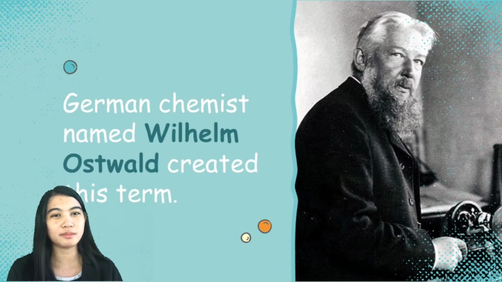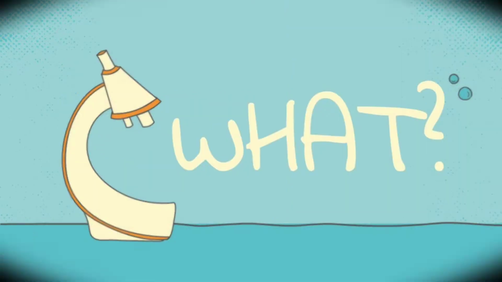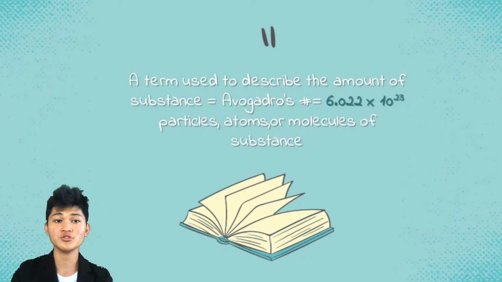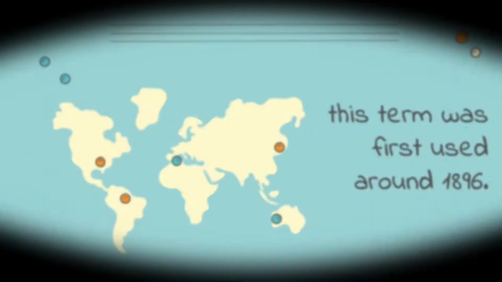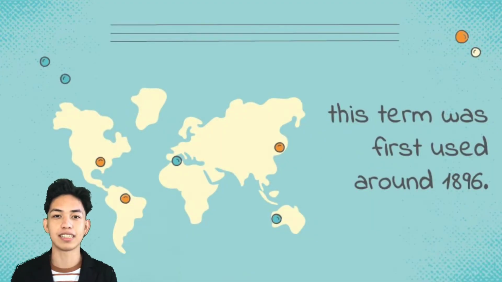The mole concept was created by German chemist Wilhelm Ostwald. Mole concept, a term used to describe the amount of substance, is equal to Avogadro's number, which is equivalent to 6.022 times 10 raised to the power of 23 particles, atoms, or molecules of substance. The term was first used around 1896.